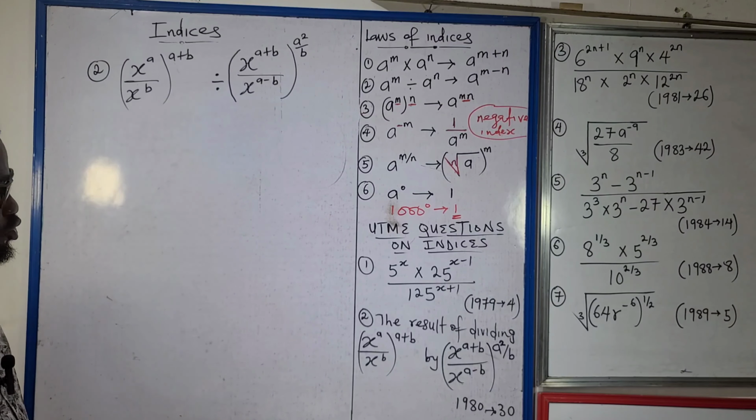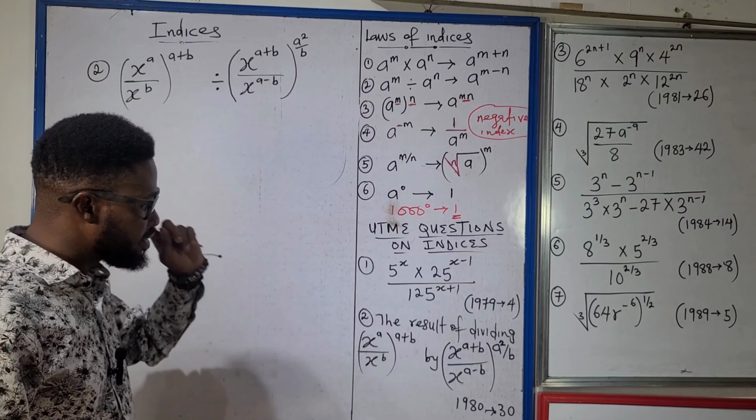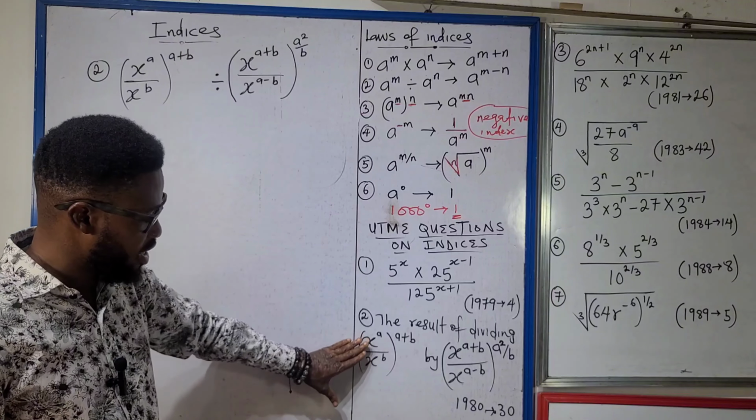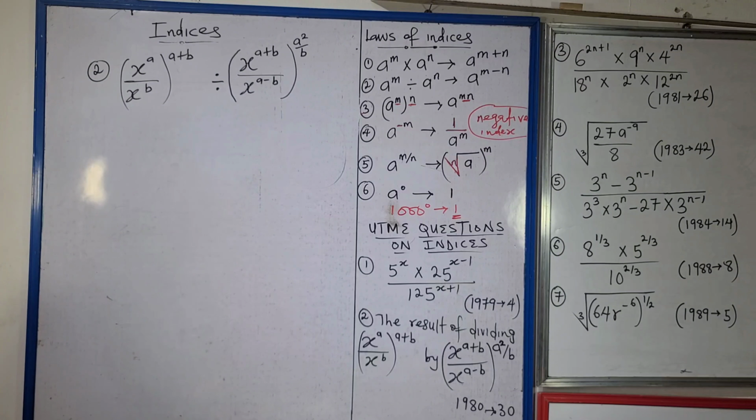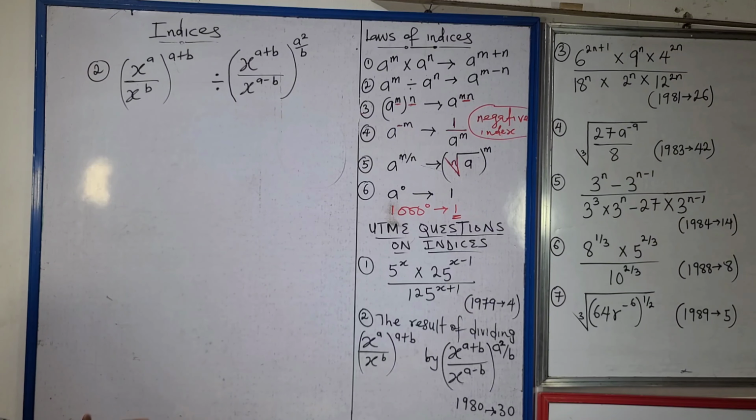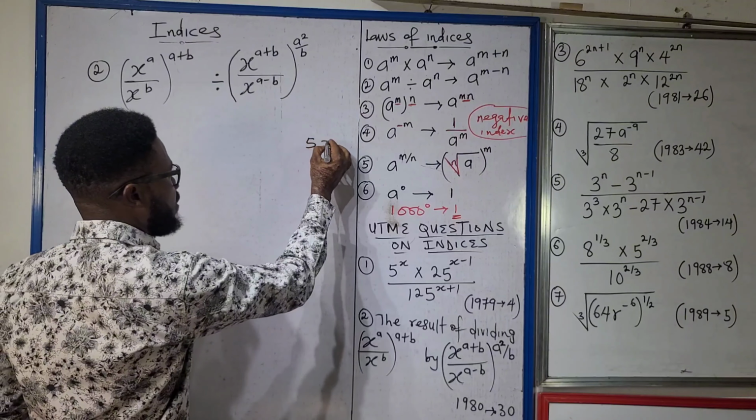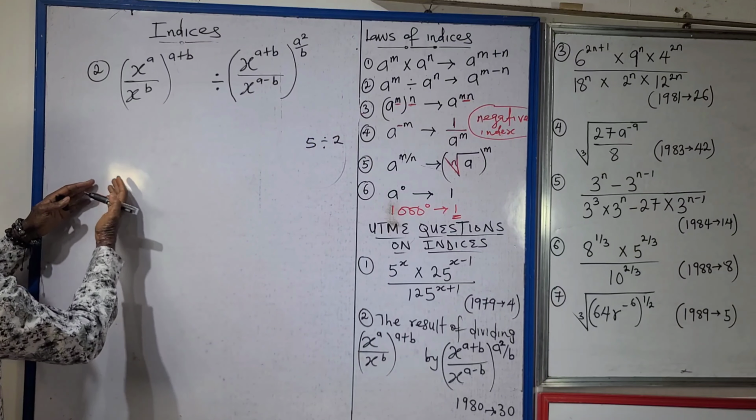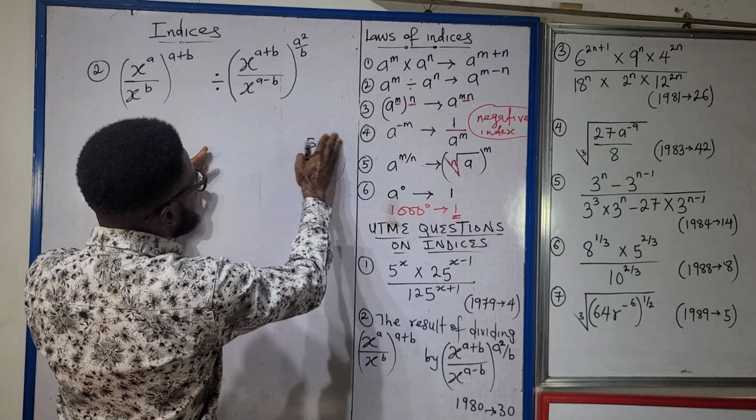Moving on to question 2. The question is 1980, question 30. The result of dividing this expression here, this term, by this other term, that's x raised to the power a divided by x raised to the power b, all close bracket, raised to the power a plus b, as you can see on the board. Now the thing is very simple. It simply means this divided by this, just the same way like if you say 5 divided by 2. So in this case, we'll have to deal with the numerator before we deal with the denominator.